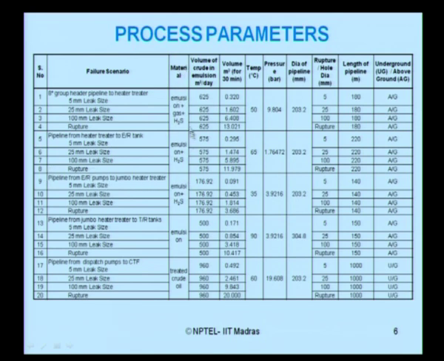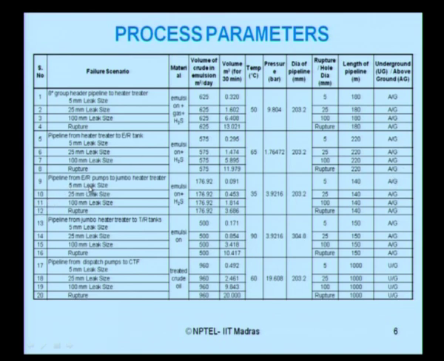The emulsion is again the same, and the volume is 575 in this case. The volume in cubic meter per 30 minutes is again calculated. The operating temperature is slightly higher, the pressure is again slightly lower, and the diameter is again 8 inches, and I am looking at all 4 scenarios. The length of the pipeline is about 220 meters and the pipeline is located above ground.